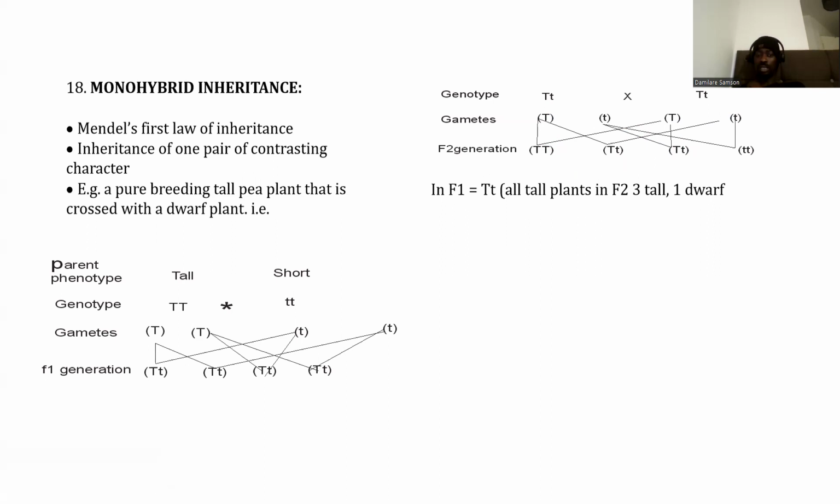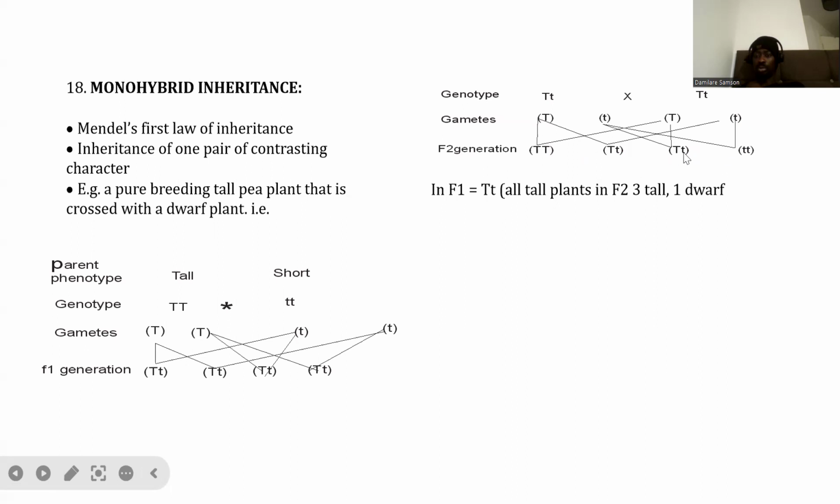And at the end of F2 generation, you will notice that genotypically, that is the genetic constituent, we have one homozygous tall, two heterozygous, and one homozygous short. Now for phenotype, three of them are going to be tall, so we assume they will all be tall. This will be the only short offspring.